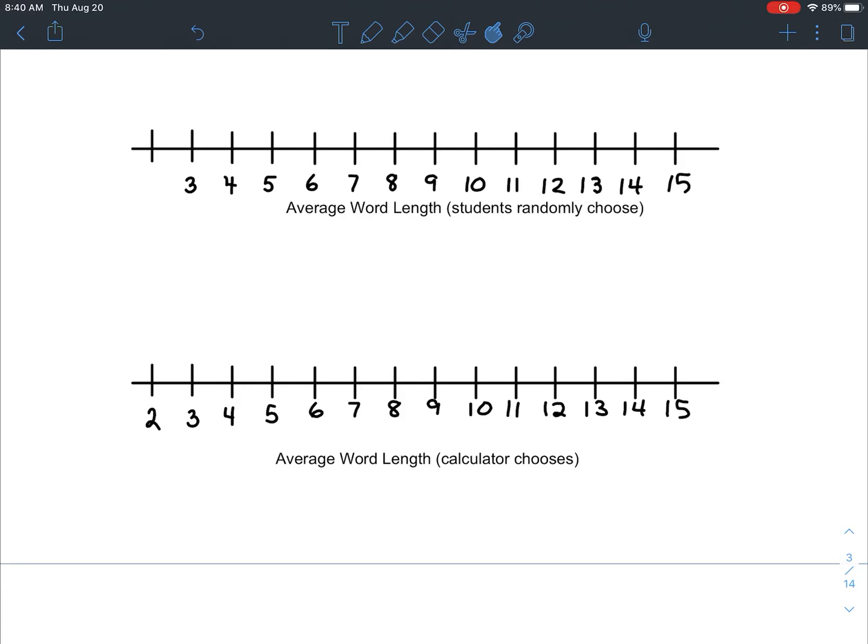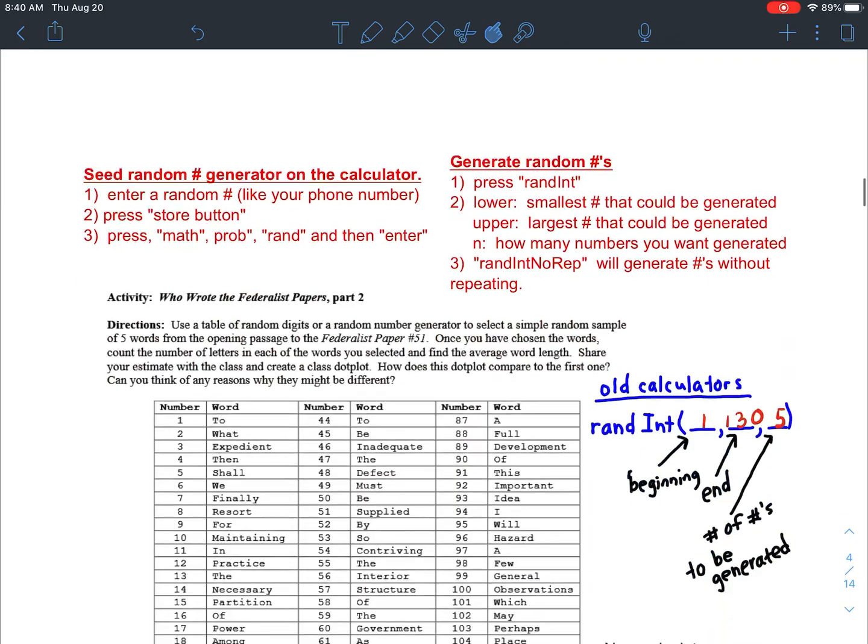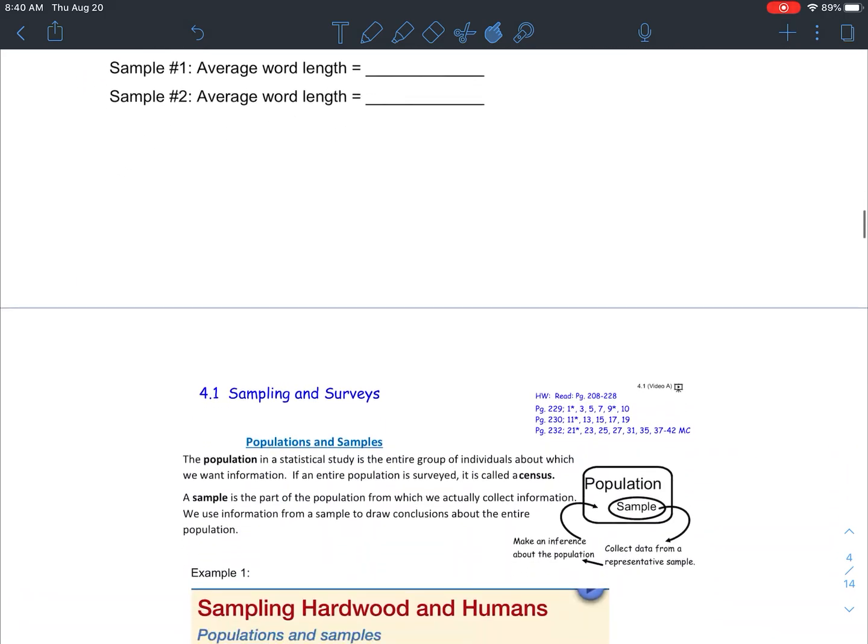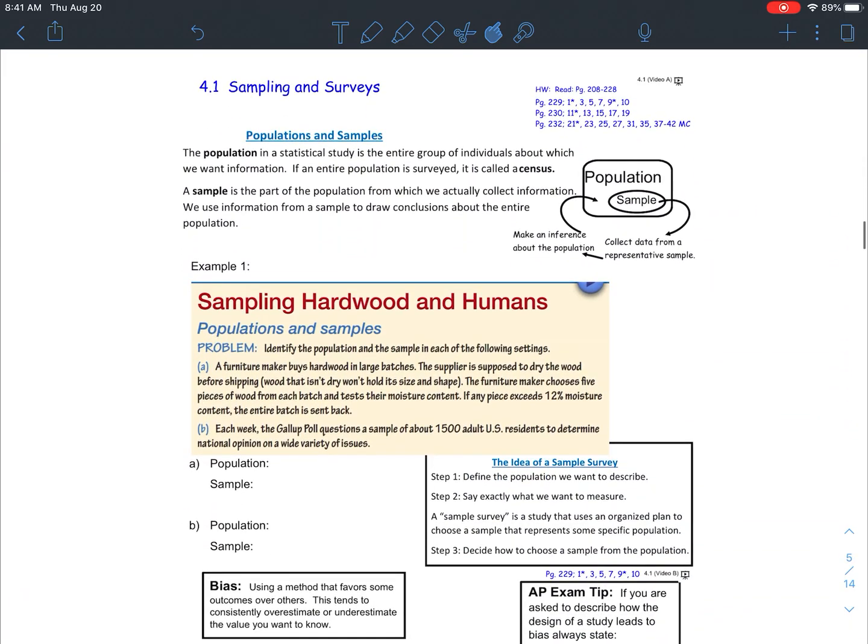And if the sample that you have selected is not truly a random sample, then the data that you're going to get from that sample isn't really going to be good data to infer things to the overall population. Okay, so selecting things at random is very, very crucial in statistics. So we're going to start with just a little bit here of the notes for 4.1.